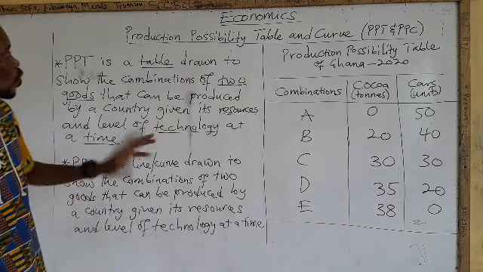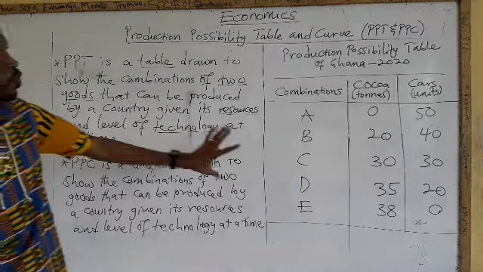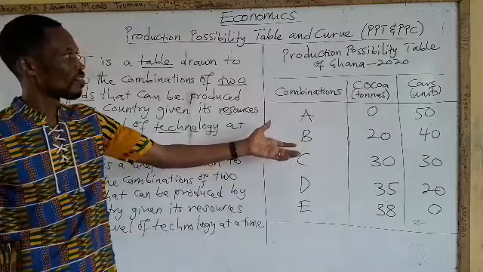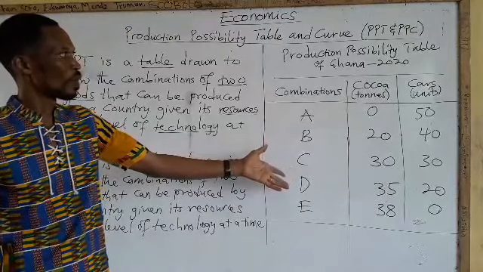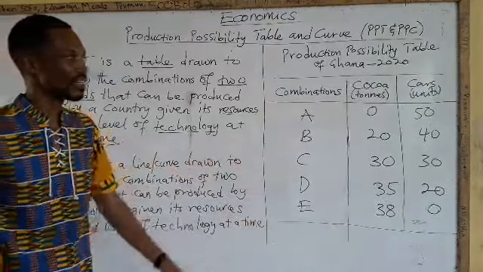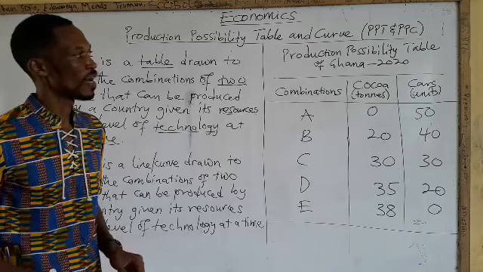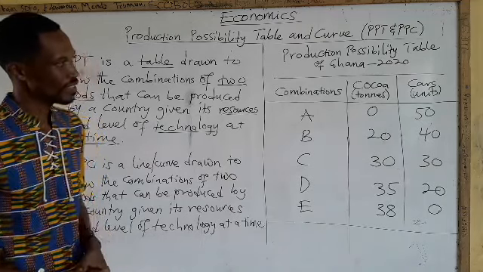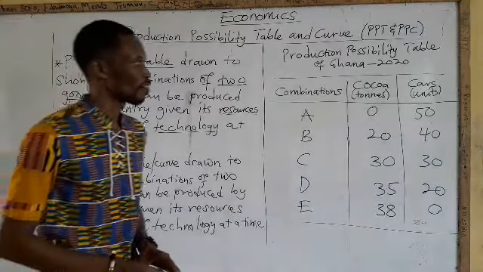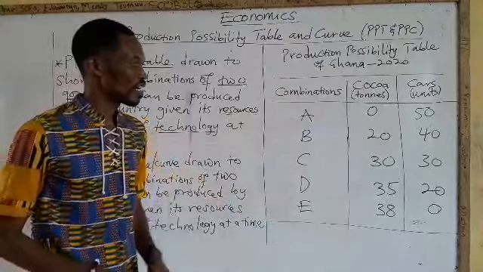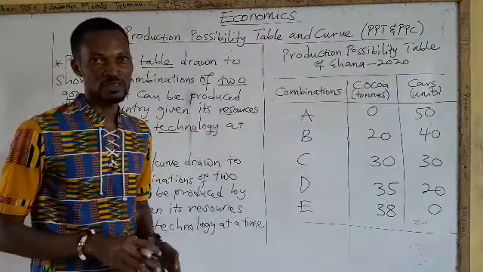Thank you very much. So from the definition, we move on to draw the table. I've put up here a very simple table. My assumption is that the country is Ghana, assuming that Ghana is producing two commodities, cocoa and cars. Yes, so that is what we have, cocoa and cars. All right, and then we have combinations. Combinations are choices available for the country.